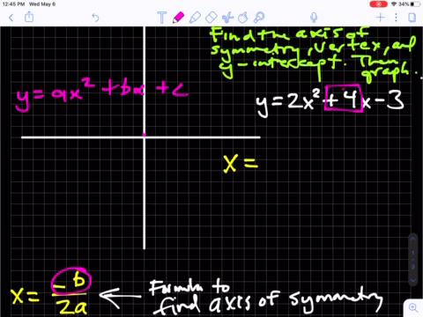So we're going to put negative 4, because it's negative b that you want, the opposite of whatever is there. If it's positive, it becomes negative; if it's negative, it becomes positive. And then it's 2 times a, and a is 2. So this gives you negative 4 over 4. So my equation is x equals negative 1, and this is my line of symmetry, all right?